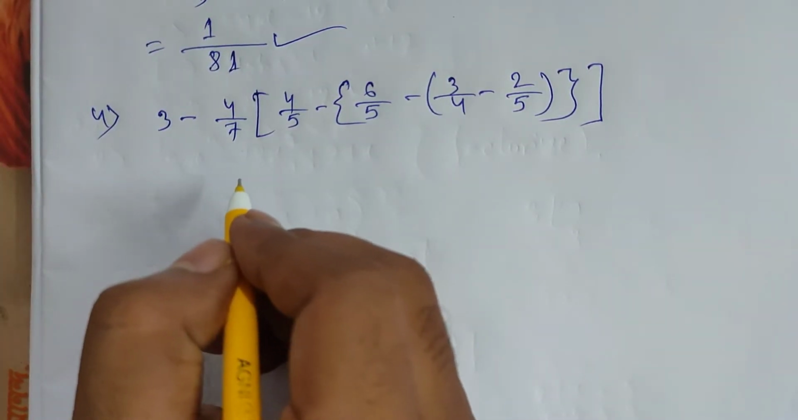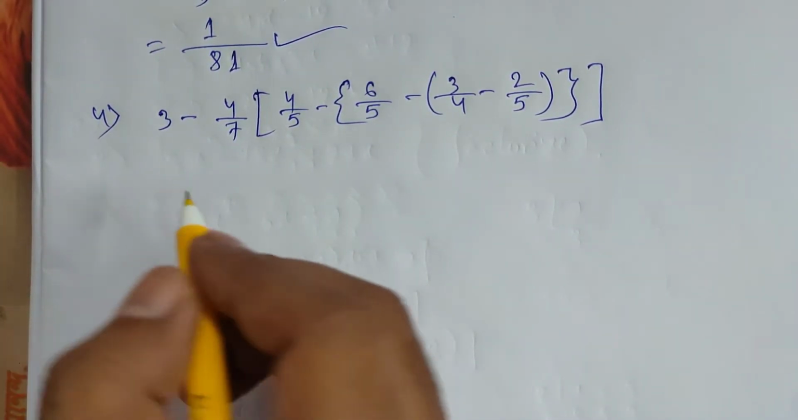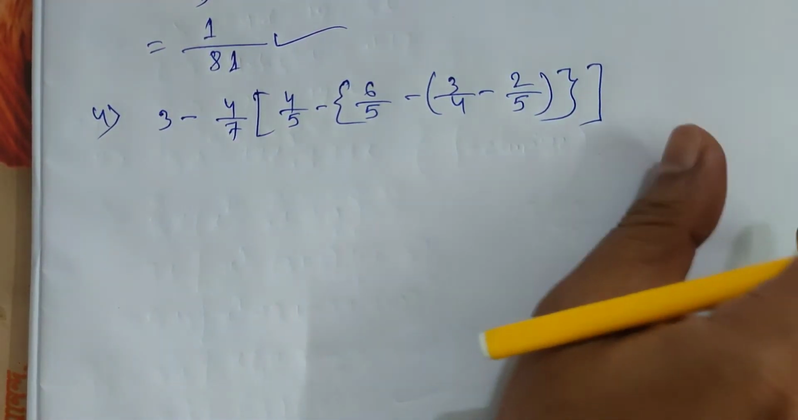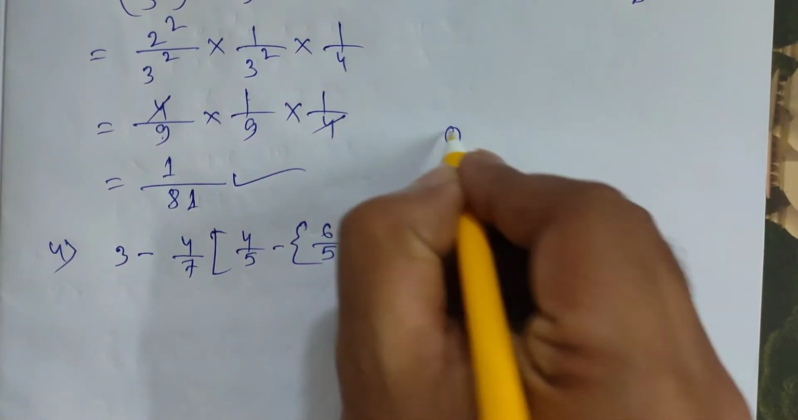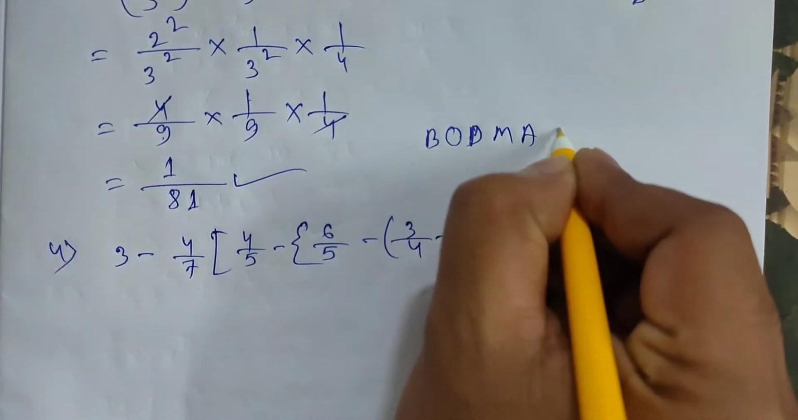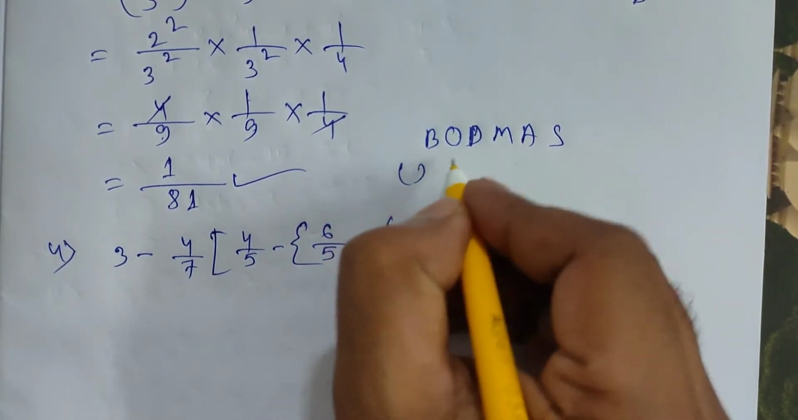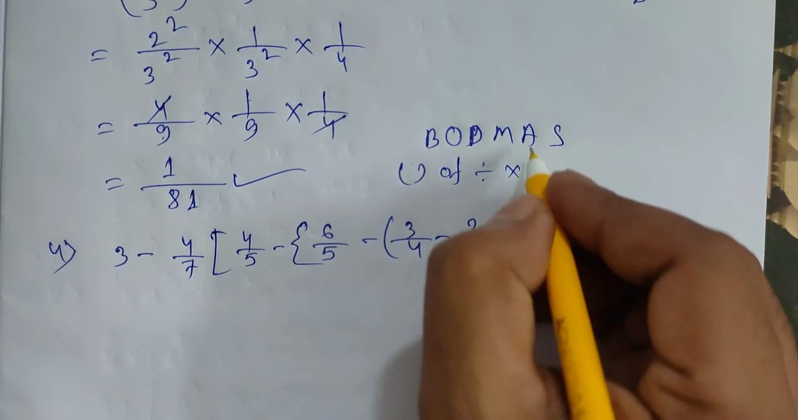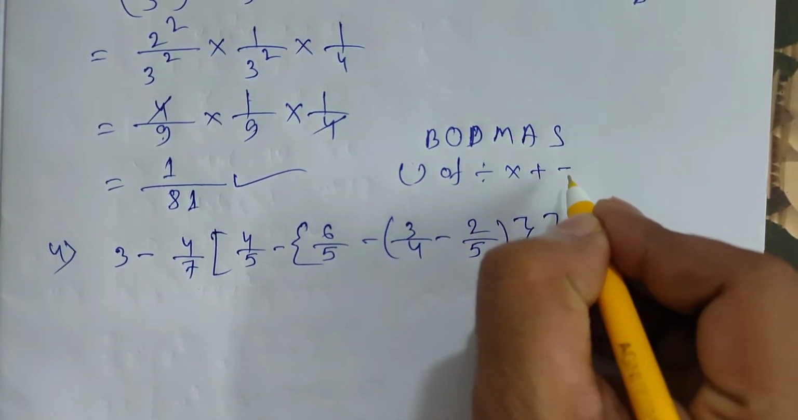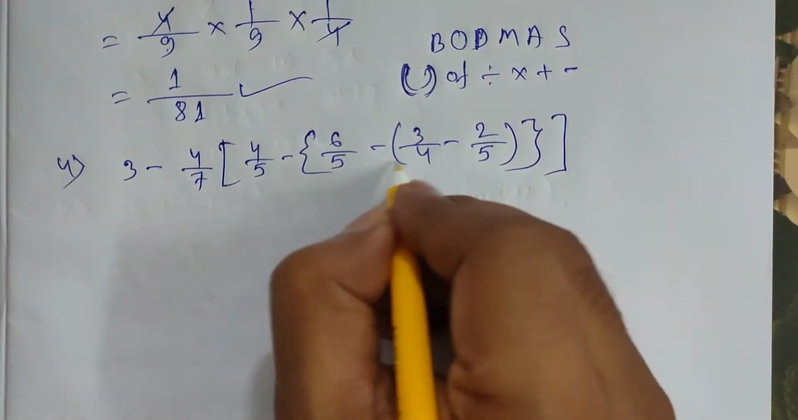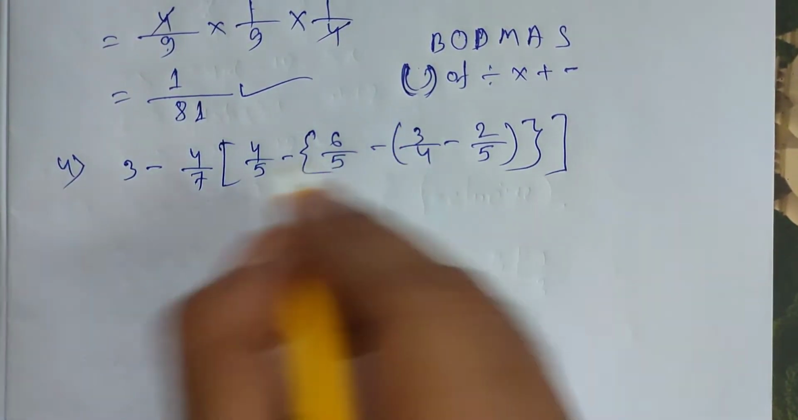Now question number 4, simplification problem. We know the BODMAS rule. BODMAS: B for bracket part, O for of, D for division, M for multiplication, A for addition, S for subtraction. We will use this method, bracket part first, that means first bracket, then second bracket, then third bracket.